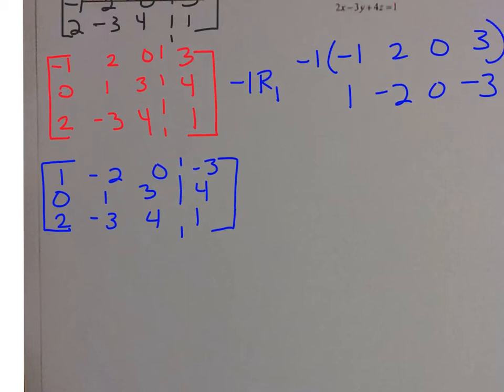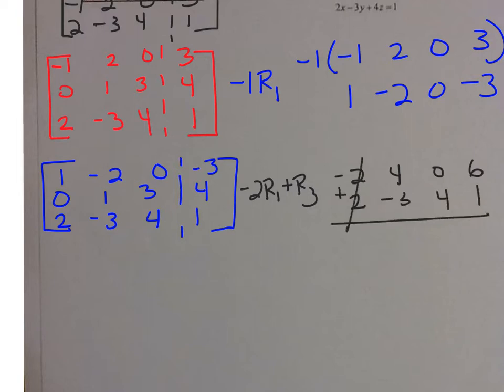Okay, now let's try negative 2 times row 1 plus row 3. So I'm going to multiply row 1 by negative 2. So it's going to be negative 2, positive 4, 0, positive 6. And write down row 3: 2, negative 3, 4, 1. Now add them together. So I get 0, 1, 4, 7.